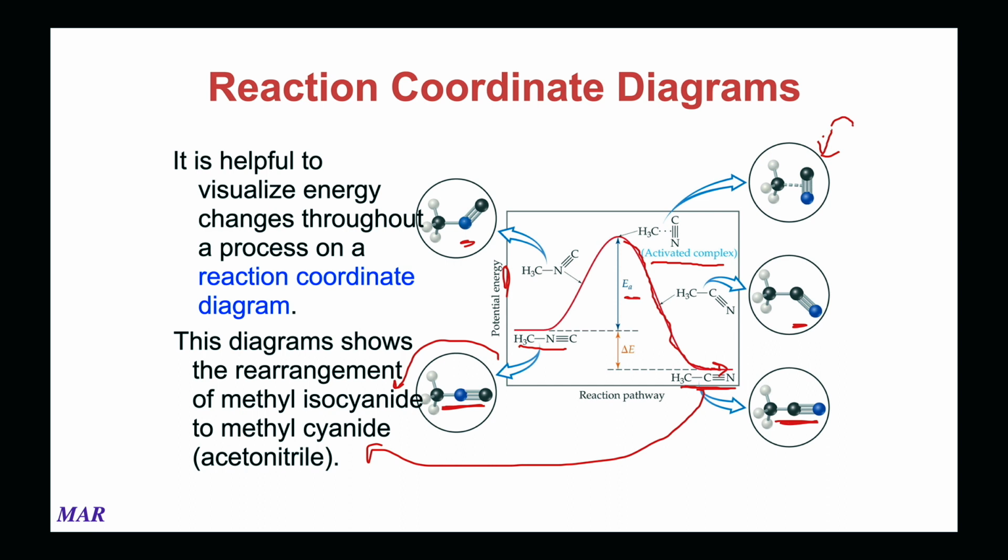But finally, you can also, at least intellectually, think about going from products to reactants. So methyl cyanide back to methyl isocyanide. You'd have an even bigger E sub A because you'd be starting down here and you'd have to go all the way back there. And at the end, your resting spot, the isocyanide, is higher energy than where you started. That would be endothermic. So these reaction coordinate diagrams, super cool. And we're going to dig through everything I just said in more detail in the next several slides.